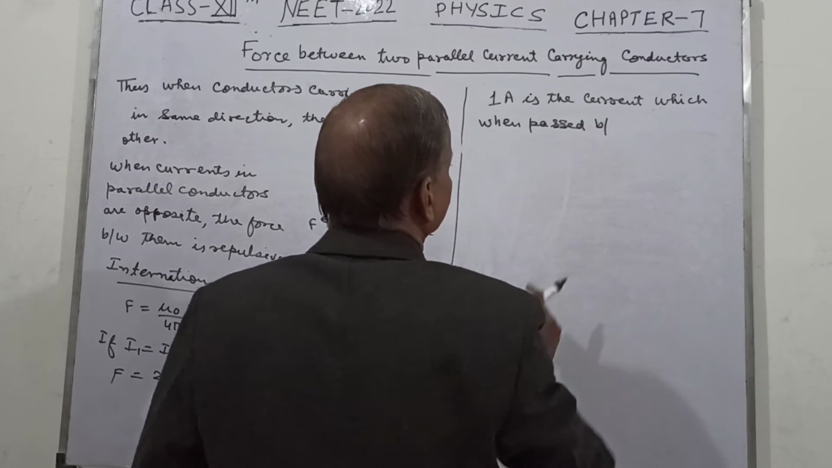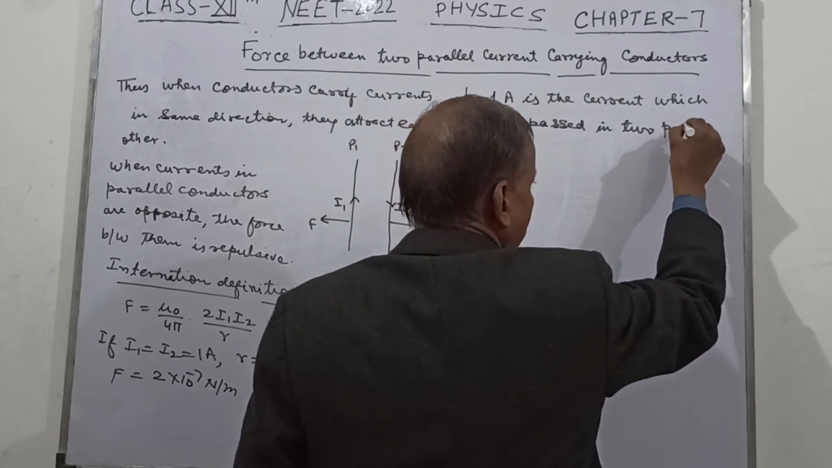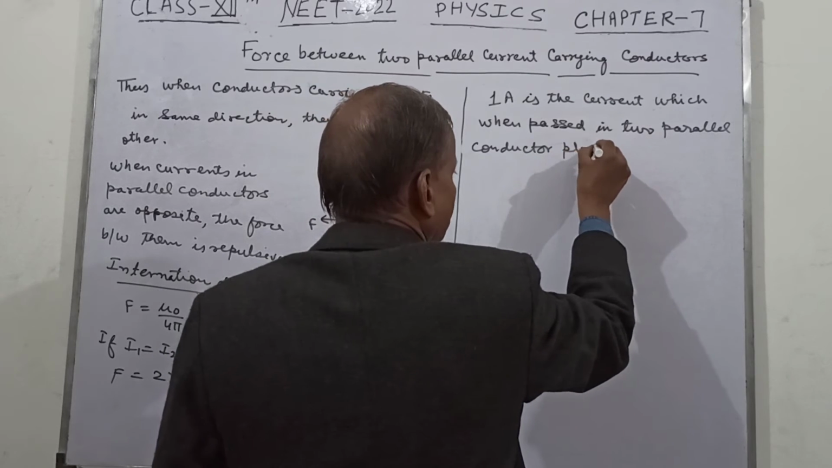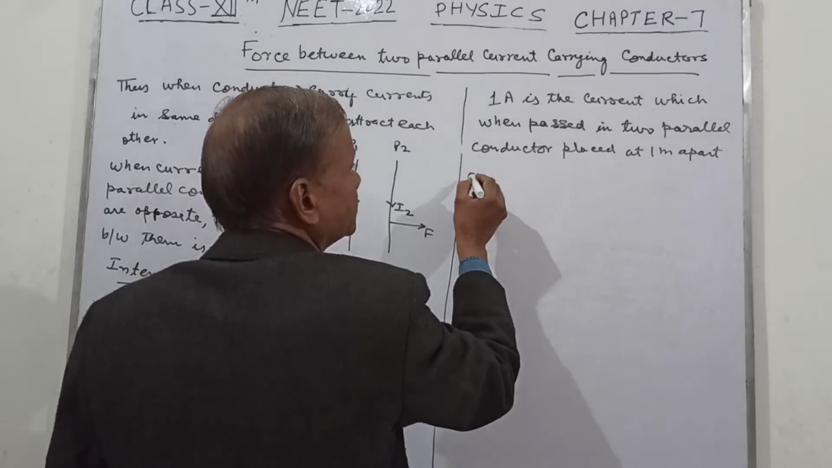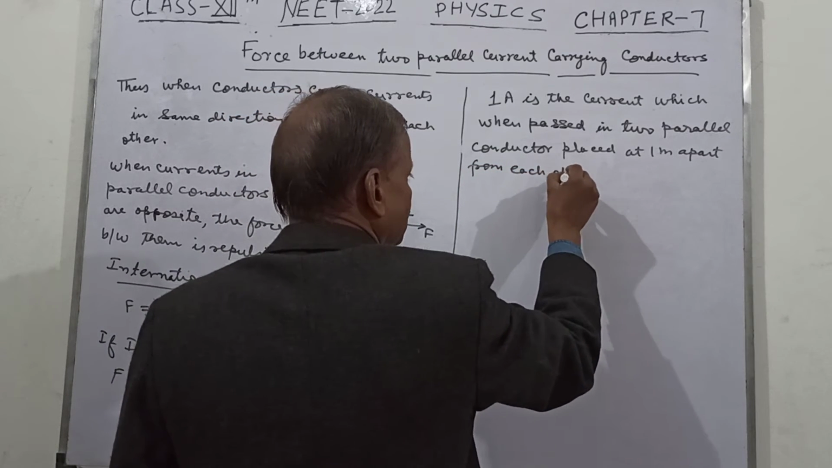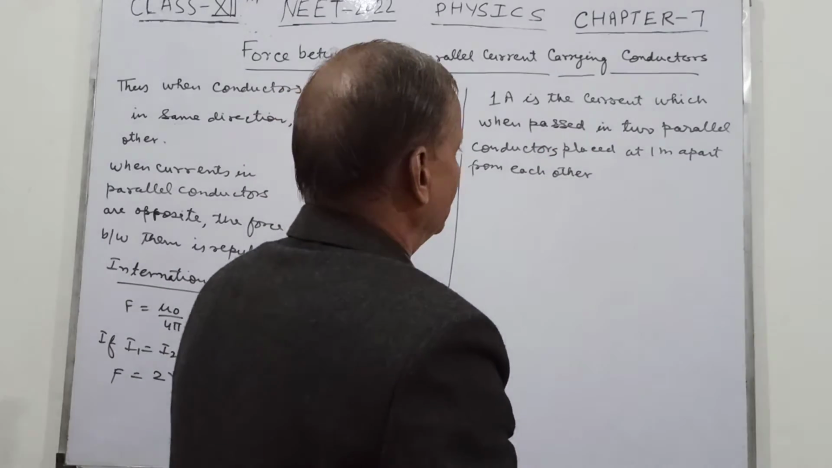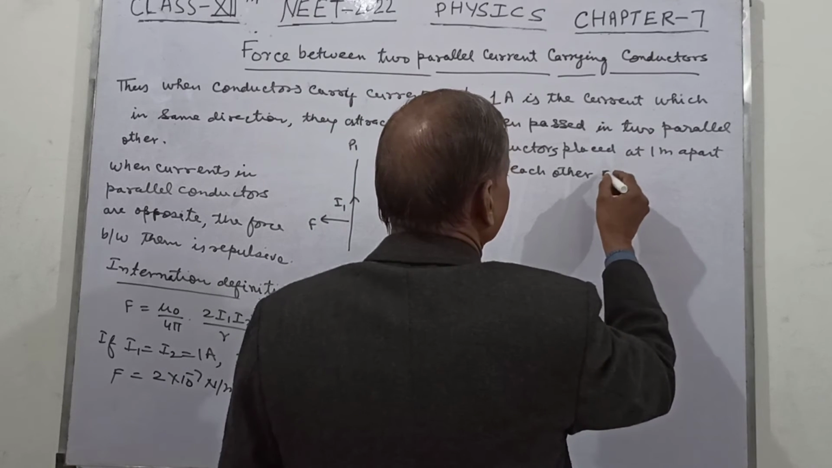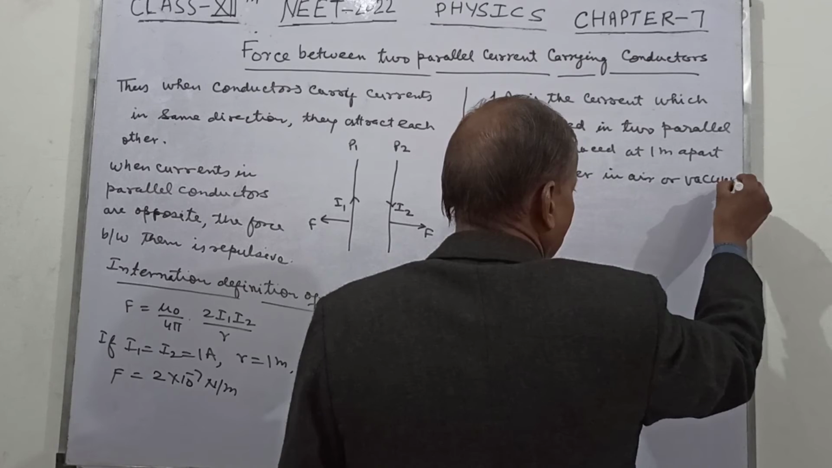passed into parallel conductors placed at 1 meter apart from each other, which when passed in two parallel conductors placed at 1 meter apart from each other, in air or vacuum.